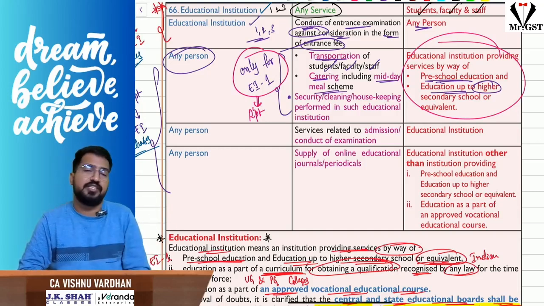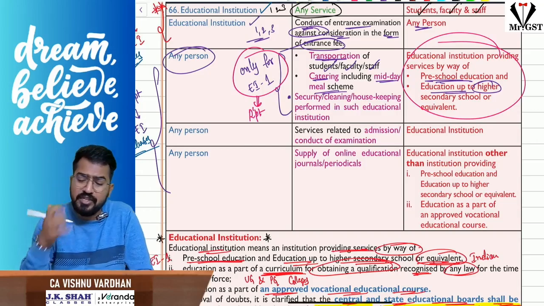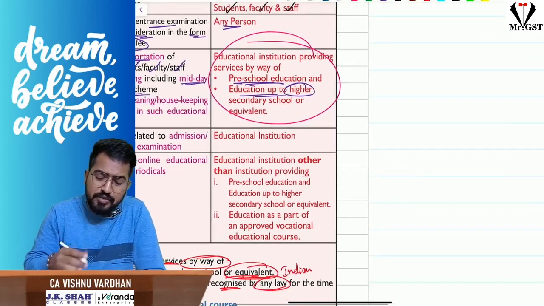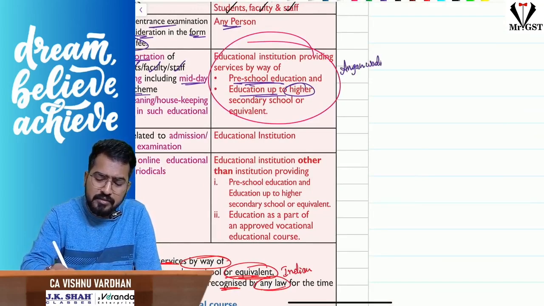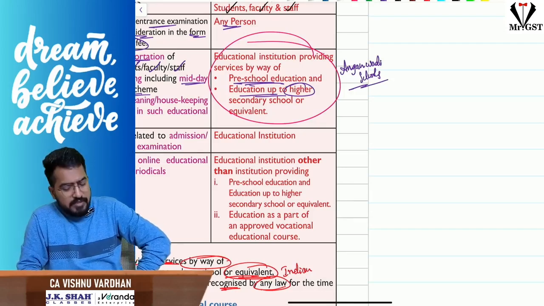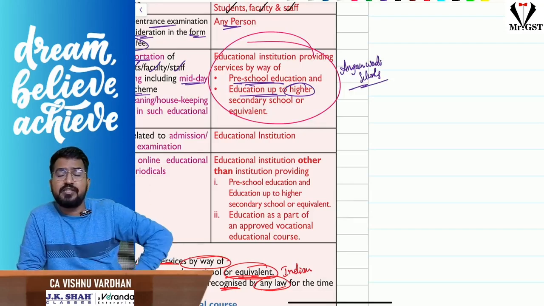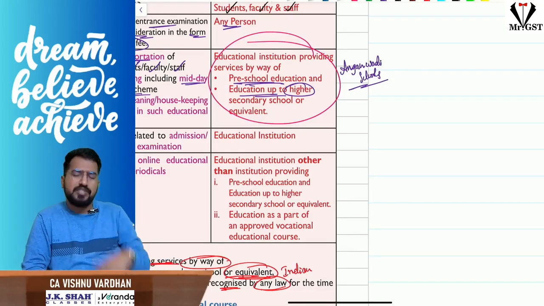This only enjoys exemption. Now here, sir, midday meal scheme programs, all that stuff you are saying. No, here you are talking about educational institution receiving services. Sir, are Anganwadi schools covered here? Yes, Anganwadi schools are also covered here. They are also providing preschool, yes or no? Yes. So in Anganwadi schools, if you are providing this catering service, it is exempt under GST. Sir, what if they are funded by any NGOs? That is also exempt under GST.